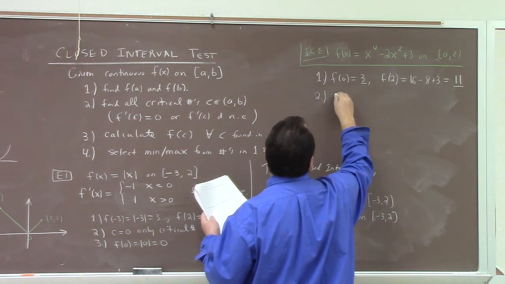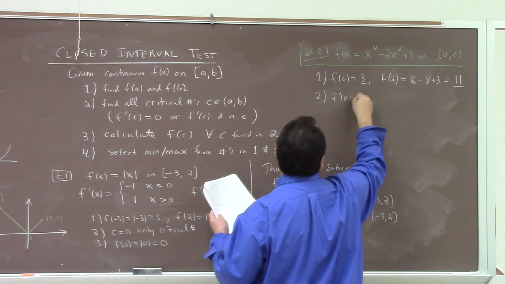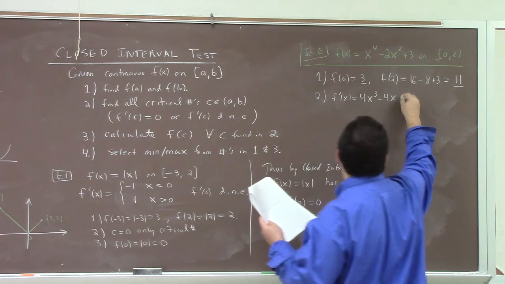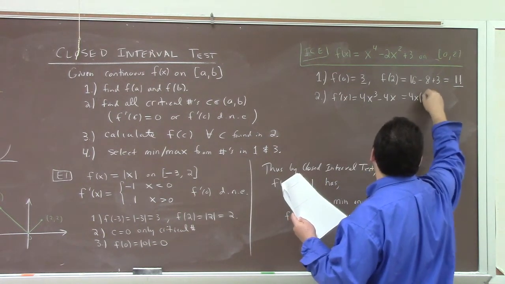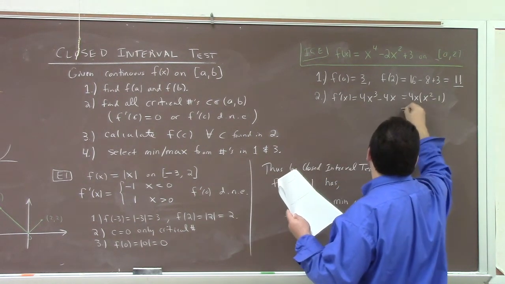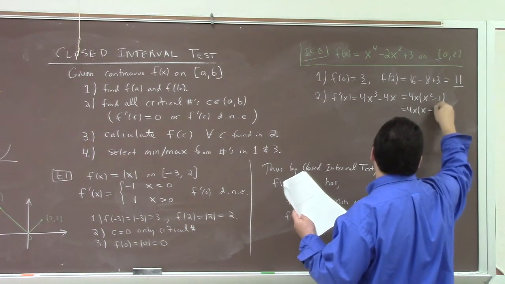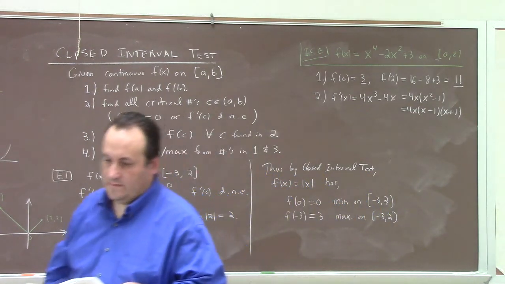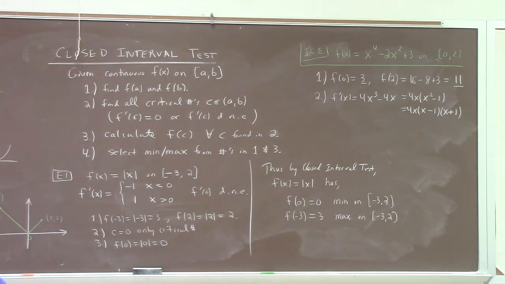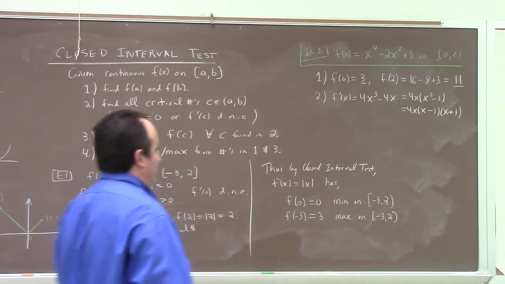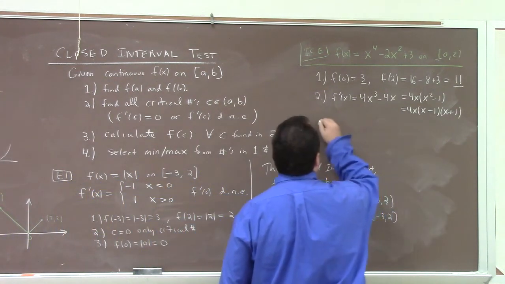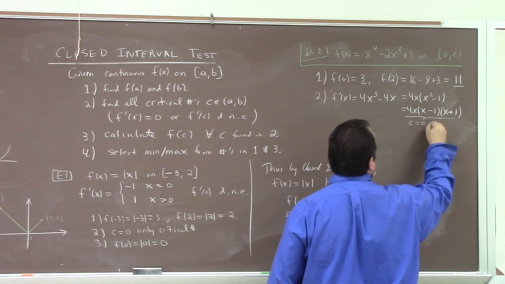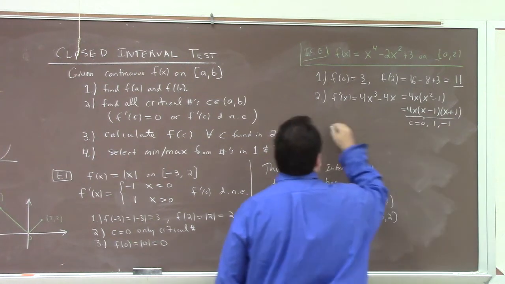Step number 2, I calculate the derivative, which is 4x cubed minus 4x. That's not too bad. So that's 4x times x squared minus 1, which is 4x times x minus 1 times x plus 1. So the derivative straight up factors, and it shows me that I've got critical numbers c equals 0, 1, and minus 1. Those are my critical numbers.